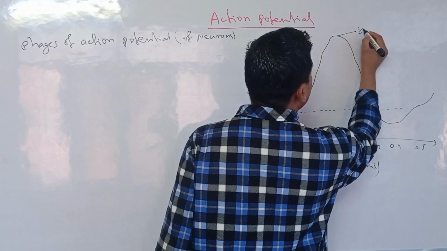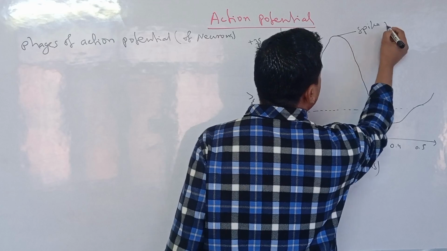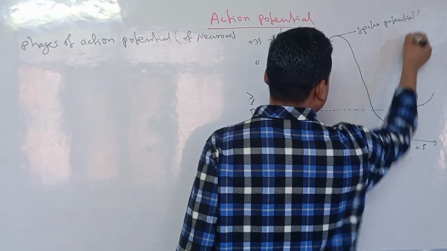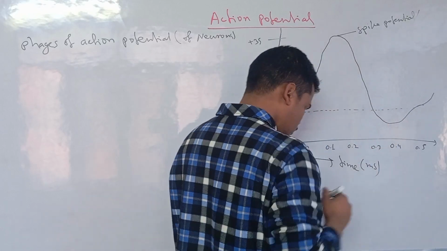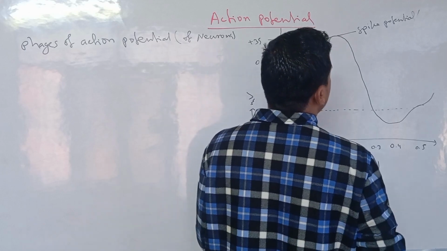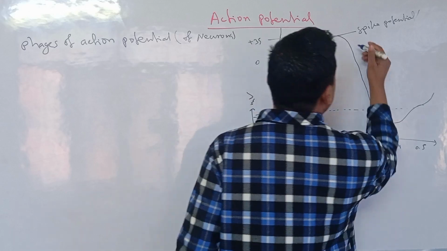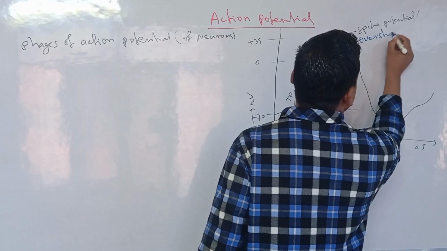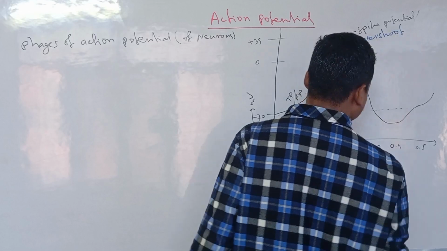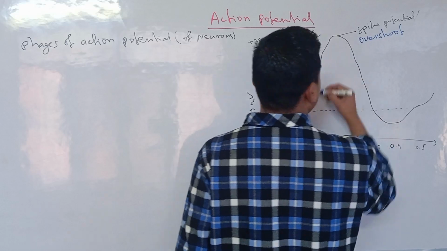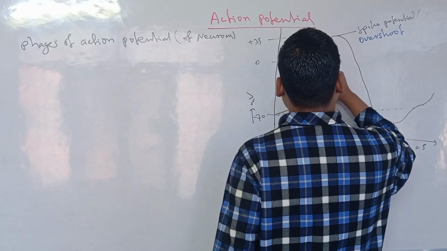This is your spike potential, or you call it the overshoot. Here, this is depolarization.